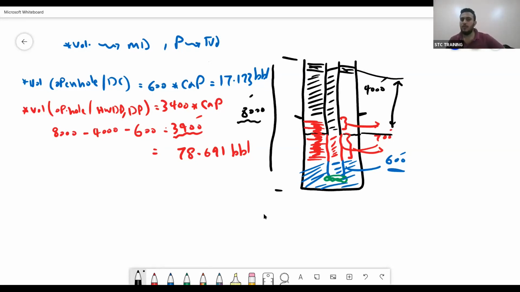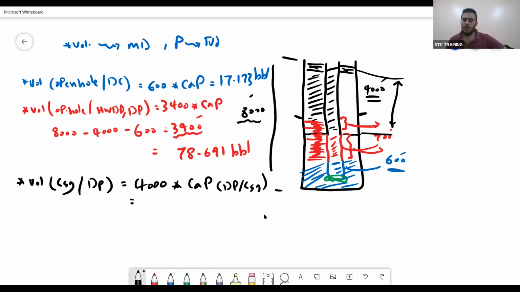Now it's the turn to calculate the last section here, the volume between the casing and the drill pipe. So here is this last section, volume of casing and drill pipe. So here its length will be till the casing shoe, 4000. Take its length, 4000, times the capacity between the drill pipe and casing. So say the answer, for example, we have about 132.45 BBL.